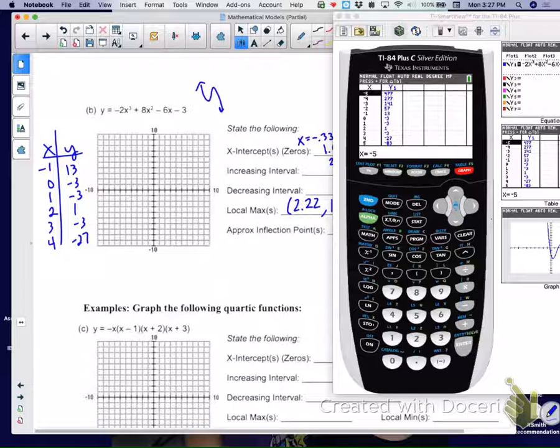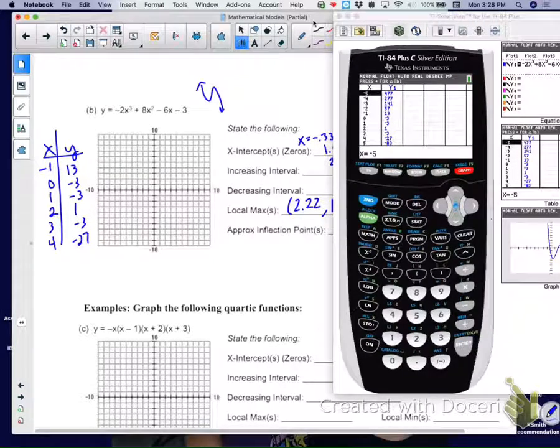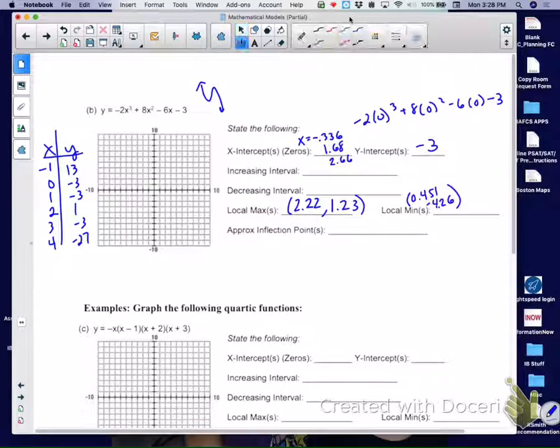Okay, and then we're going to plot some points here. So first of all, if we approximate our zeros and put those on here, okay, so we've got negative practically 0, 1.68, so that's almost 2, and then 2.66, so that's kind of in the half here. I'm going to move this one over just a little bit.